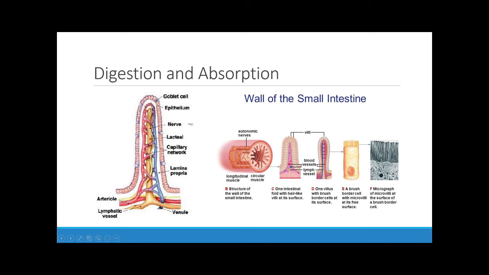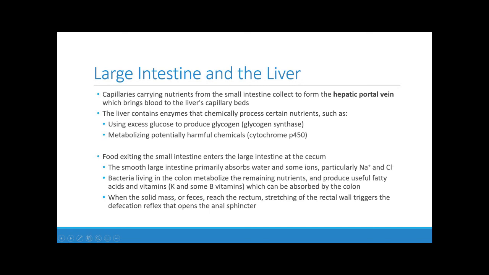The villi are lined with brush border cells that have microvilli on their apical surface and contain enzymes, aminopeptidases and disaccharidases. Sugars and amino acids then diffuse into the capillaries. Fats, digested in the lumen, are absorbed by the lacteal and are now in the lymphatic system. The capillaries of these villi collect into a larger hepatic portal vein. The hepatic portal vein brings blood from the digestive tract's capillaries to the liver's capillary beds.